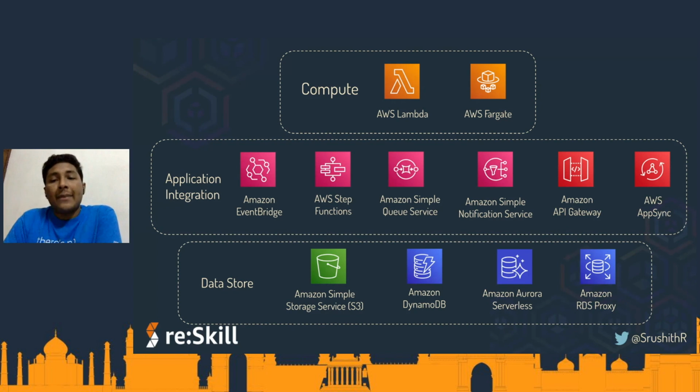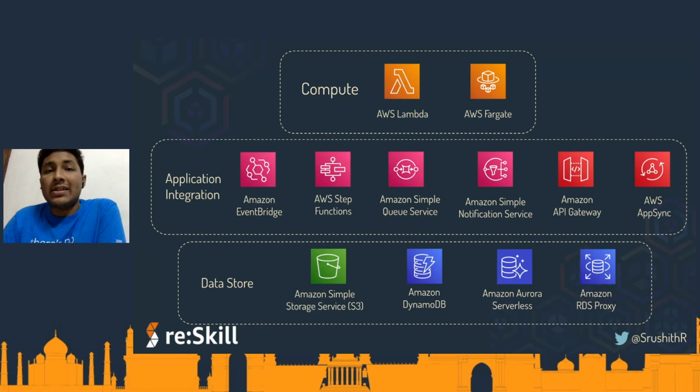Then we have Amazon API Gateway, which is the API service from AWS that helps us create REST APIs, HTTP APIs or WebSocket APIs, and that can be integrated with a Lambda function to be called by the clients.